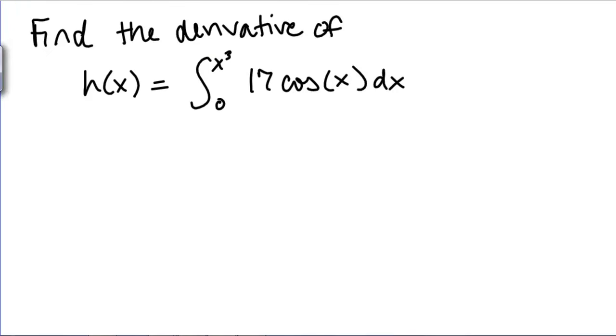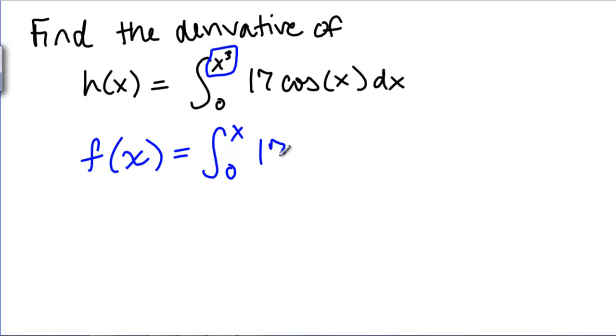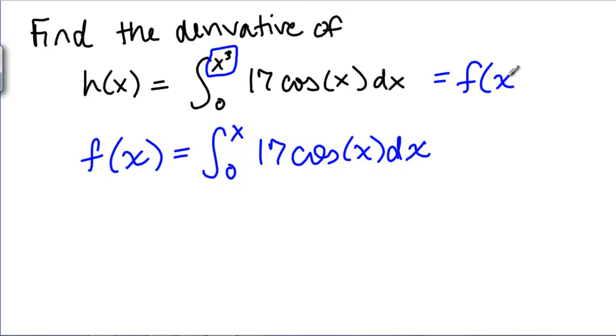Now let's try one that's a little bit trickier. Here we're asked to find the derivative of h of x, where h of x is the integral from 0 to x cubed of 17 cosine of x dx. Here, this one is also not quite an accumulation function because of the x cubed. And in fact, the way we want to think of it is a composition. We have some accumulation function, f of x, which is the integral from 0 to x of 17 cosine of x dx. And now h of x is equal to f of x cubed.